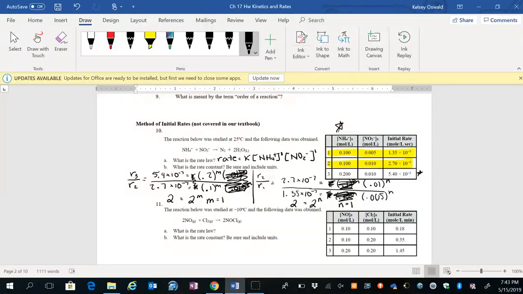Then for B, we want to find the constant, that K. We'll do that underneath, so we'll just ignore this right now. What we're going to do is pick one experiment. I'll just pick the first one, and we're going to plug our values into our rate law. There our rate is 1.35 times 10 to the negative 7. Don't know K. Concentration of NH4 plus is 0.1 raised to the first power. Concentration of NO2 minus is 0.005 raised to the first power. When we want to find our constant, we're going to divide by 0.1 and divide by 0.005.